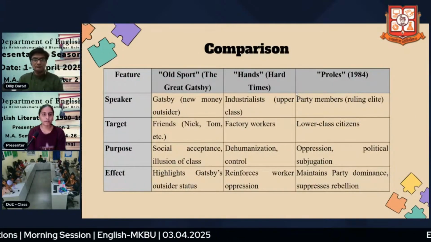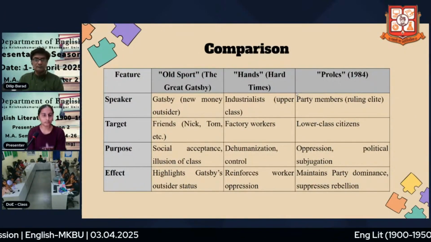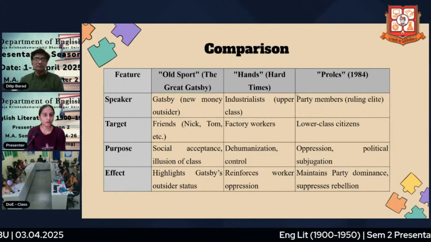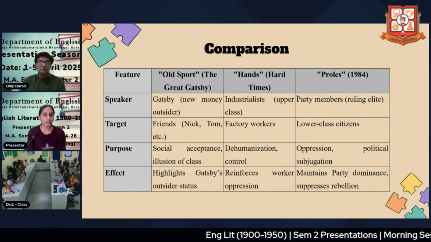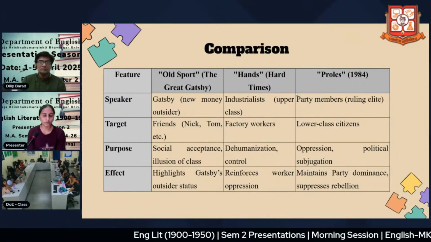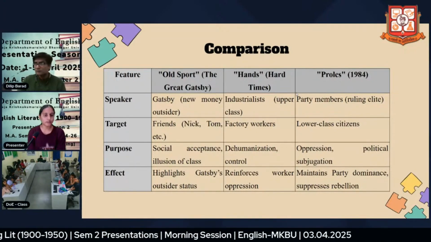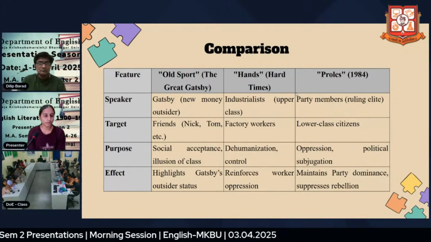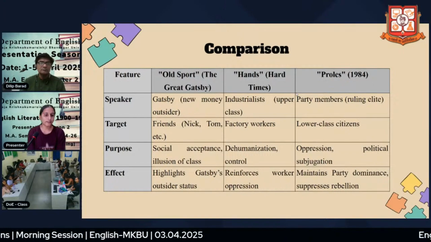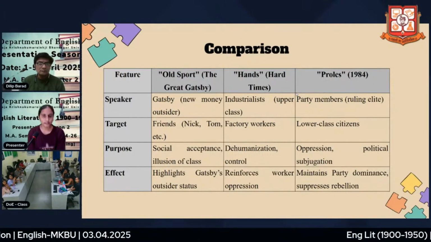Then here is a comparison of all three novels. So first is Old Sport. It is used by Gatsby, targeted at Nick and Tom, and its purpose is social acceptance and the illusion of class. And the word's effect is to highlight Gatsby's outsider status.